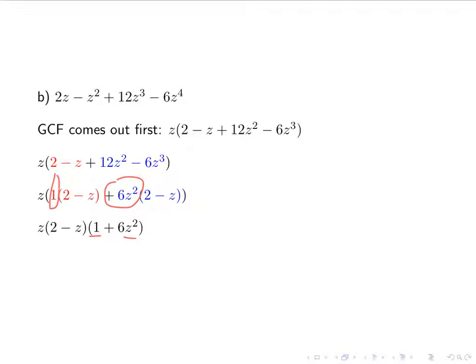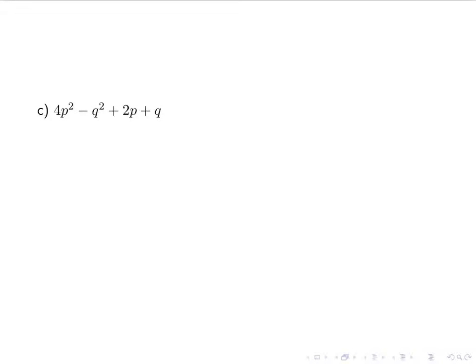Okay, so whenever you do factoring by grouping, you're always going to end up with a binomial times a binomial type thing. You're never going to have a monomial. Your GCF will always be more than one term. So let's get one last one to look at.